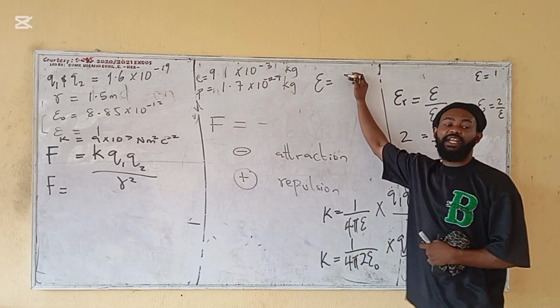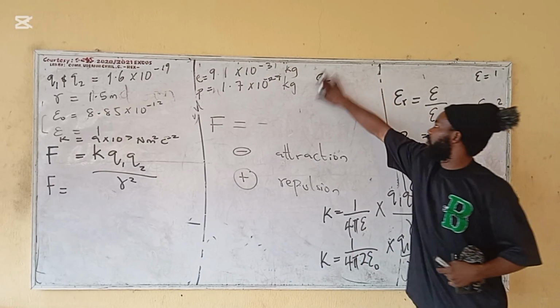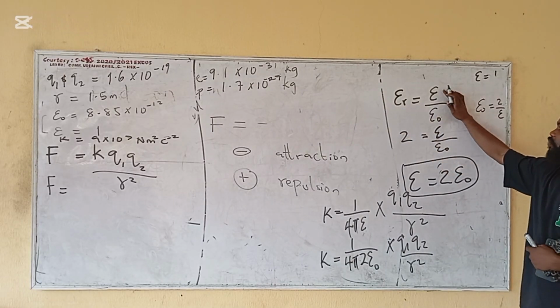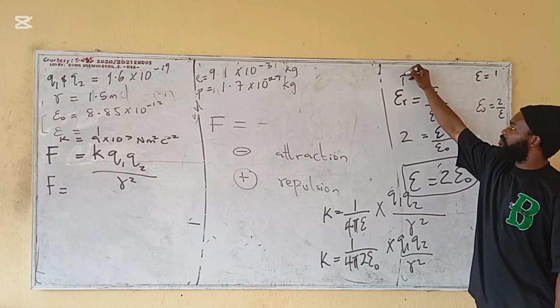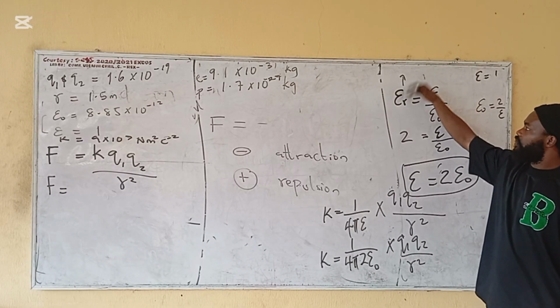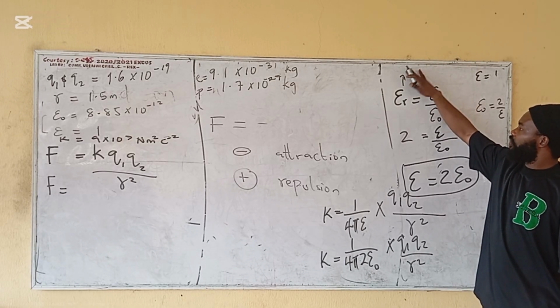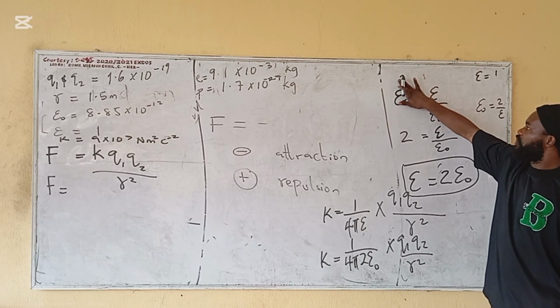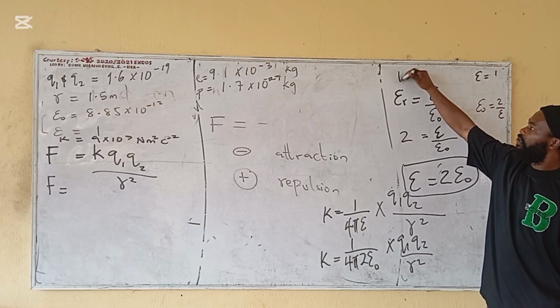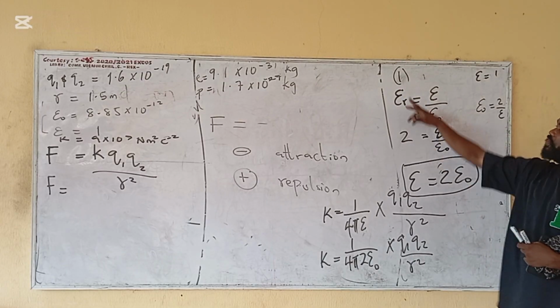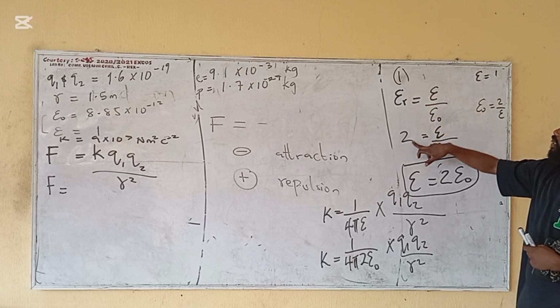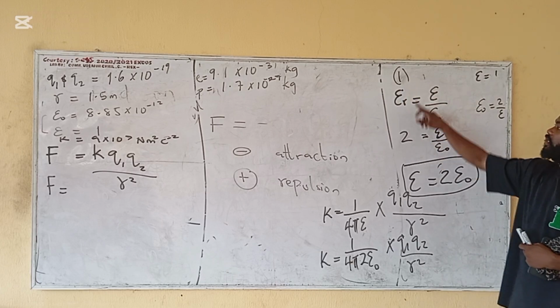Let's say we are not given anything like the electric constant. We know that E_r is equal to E over E naught. So when we are not given anything like relative permittivity, like in this case where we are given 2, we take it that this is 1, on account of not being given a dielectric constant.